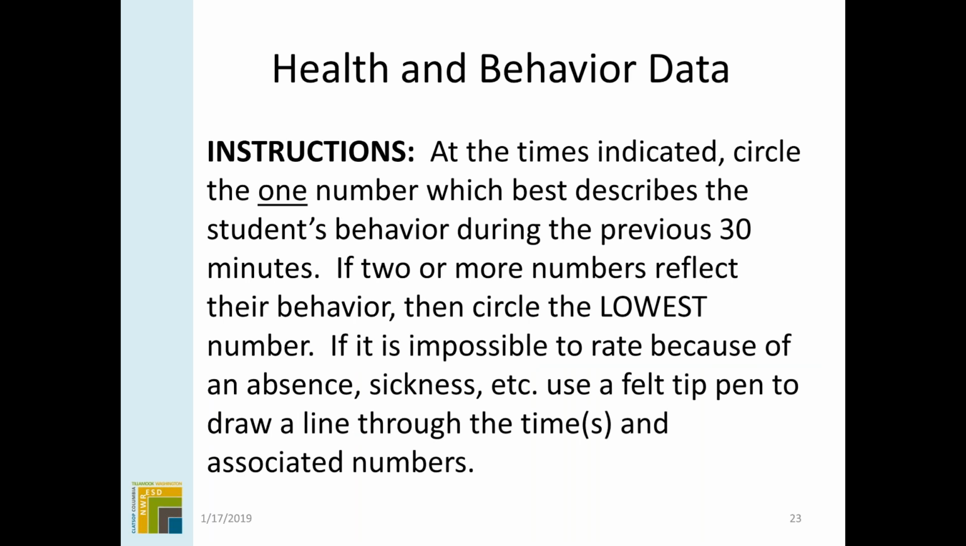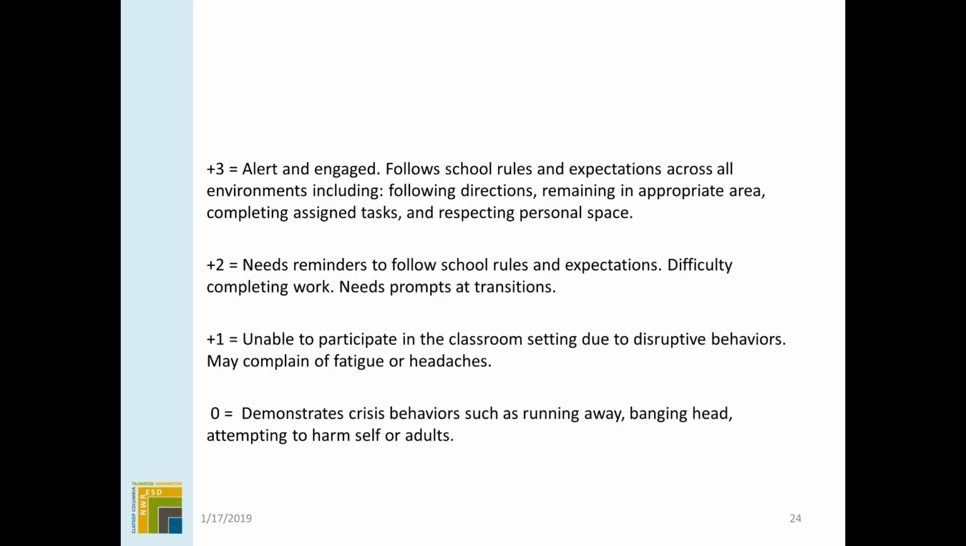The instructions are that you'll circle one number that best describes the student's behavior, and you would circle the lowest number. So if you're wondering, is it a 2 or a 3, then you circle the lowest. And I always make sure that these instructions are on every data sheet. And then similar to the green, yellow, red one, we would determine what these numbers mean with the team.